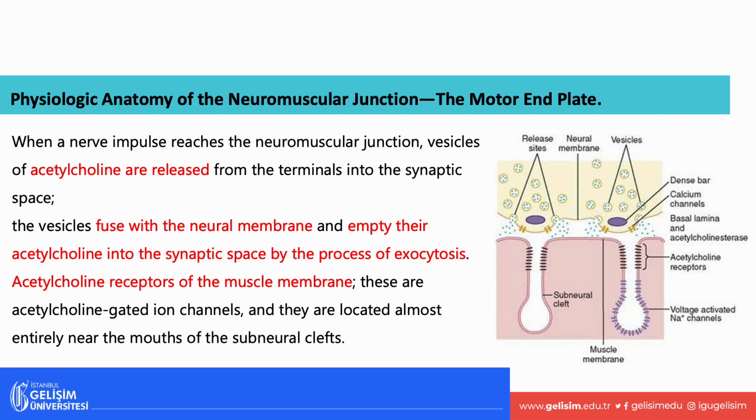So, when a nerve impulse reaches the neuromuscular junction, it triggers the release of synaptic vesicles that contain acetylcholine from the nerve terminal into the synaptic space. This is what you see over here. These vesicles merge with the nerve membrane and release that acetylcholine into this synaptic space. And now the acetylcholine will come and bind. What does it bind to? It binds to receptors that are located near the mouth of these subneural clefts on this motor end plate, or we call it the muscle membrane.